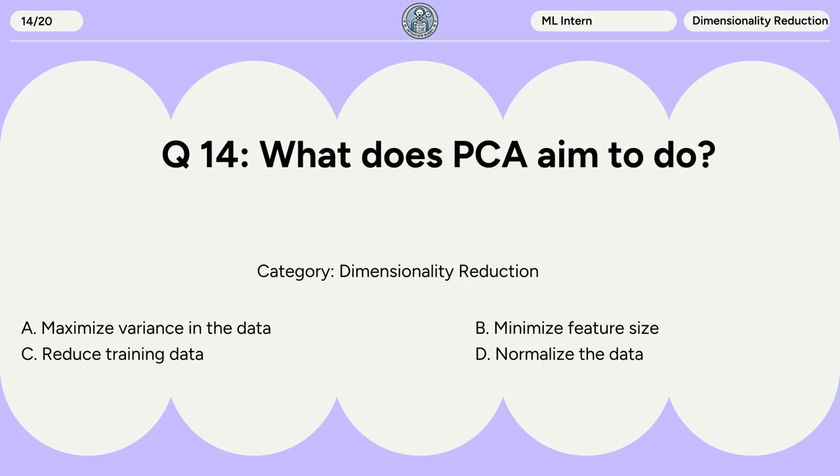Question 14. What does PCA aim to do? A. Maximize variance in the data. B. Minimize feature size. C. Reduce training data. D. Normalize the data.